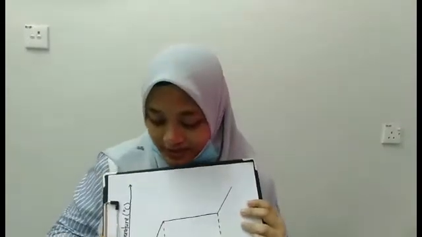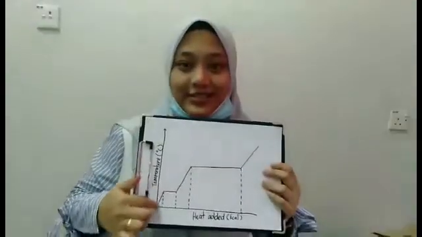Both mean the quantity of heat required to change a unit mass, 1 kg, of a substance. For the heat of fusion, it is from solid to liquid, and for vaporization, it is from liquid to gas. As you can see here, this is the ice.